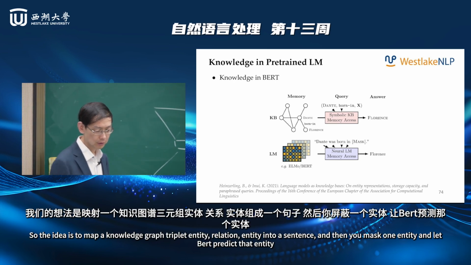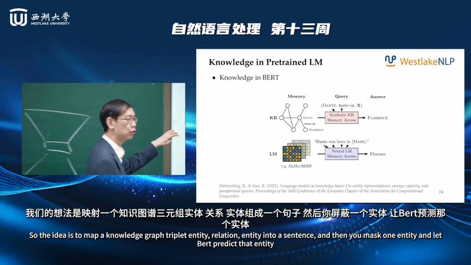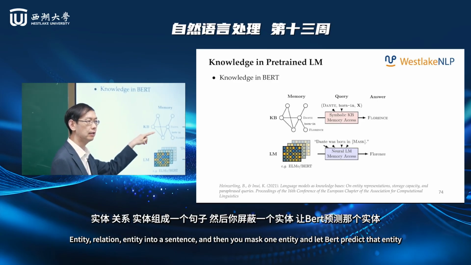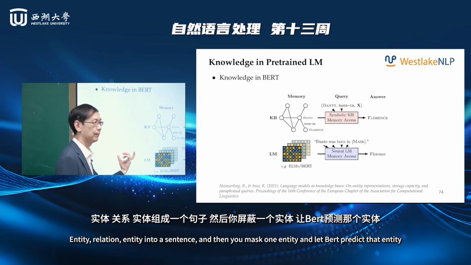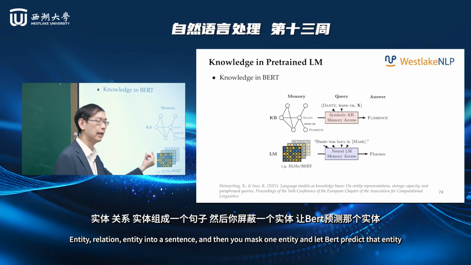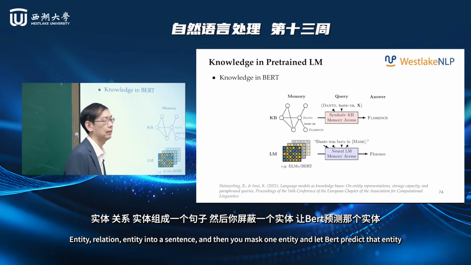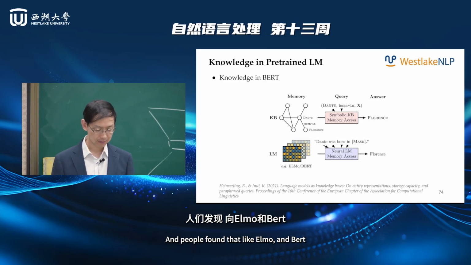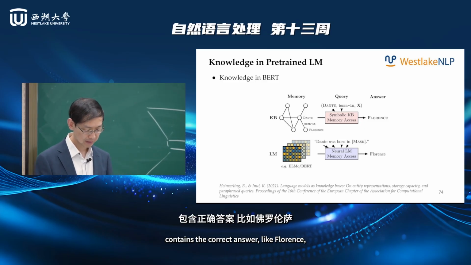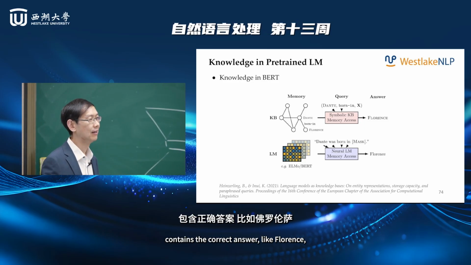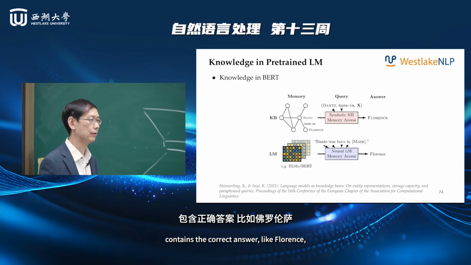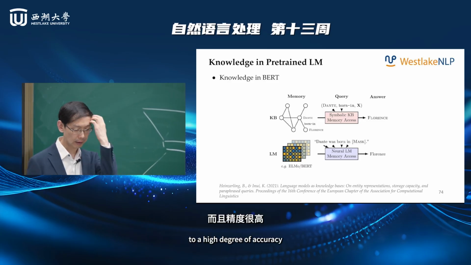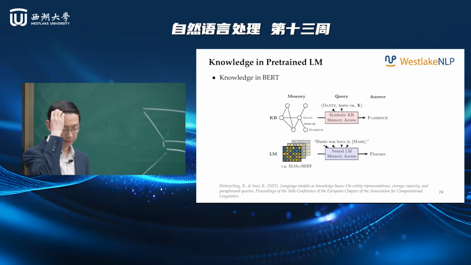So the idea is to map a knowledge graph triplet, entity, relation, entity, into a sentence. And then you mask one entity and let BERT predict that entity. And people found that ELMo and BERT contain the correct answer, like Florence, to a high degree of accuracy.